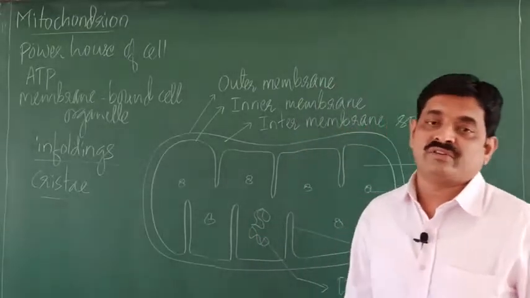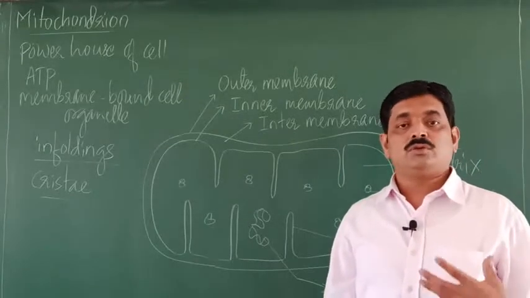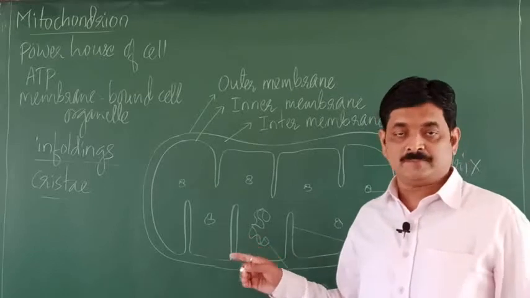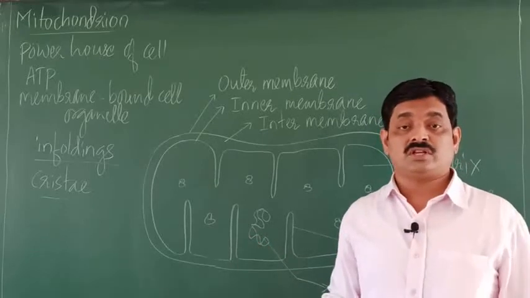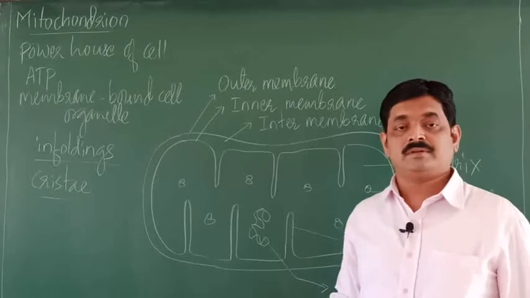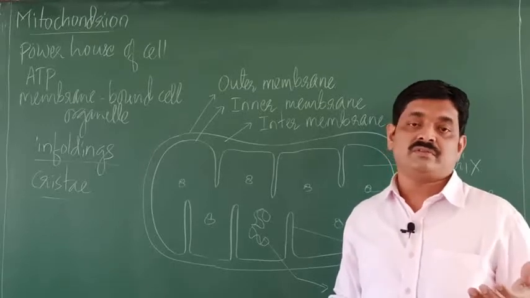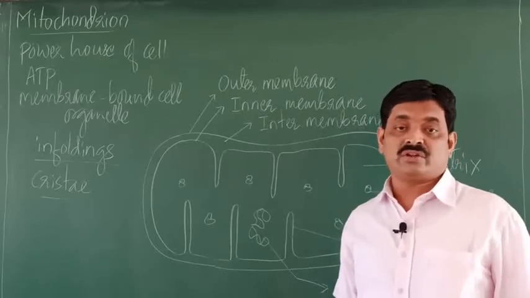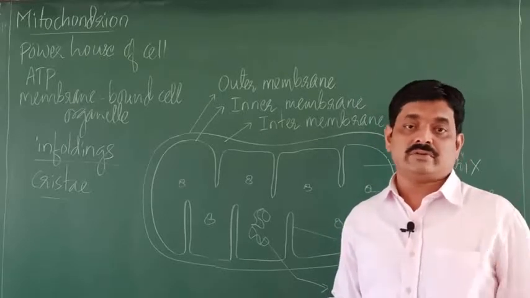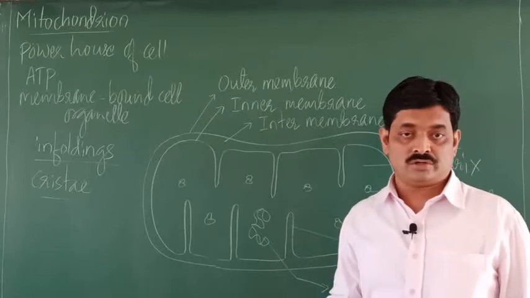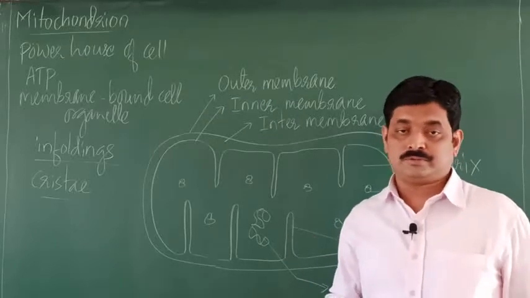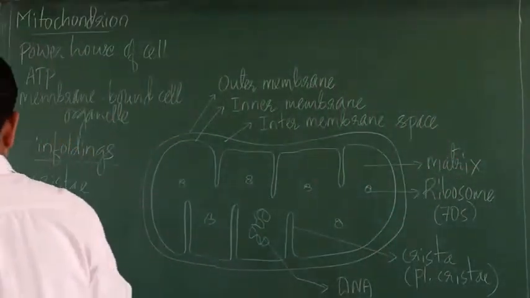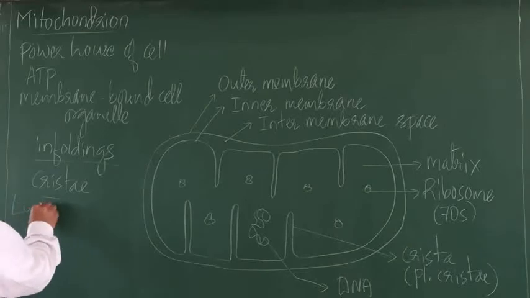Then in the mitochondrial matrix, you can observe DNA, right? It is called mitochondrial DNA. Then there are ribosomes, which are 70 S type. The details we have already discussed in the previous video. Then you also come across various enzymes in the mitochondrial matrix. So that is about the structure of a mitochondrion, a very important 5-mark question. Then after this, we shall consider the next cell organelle, that is the lysosome.